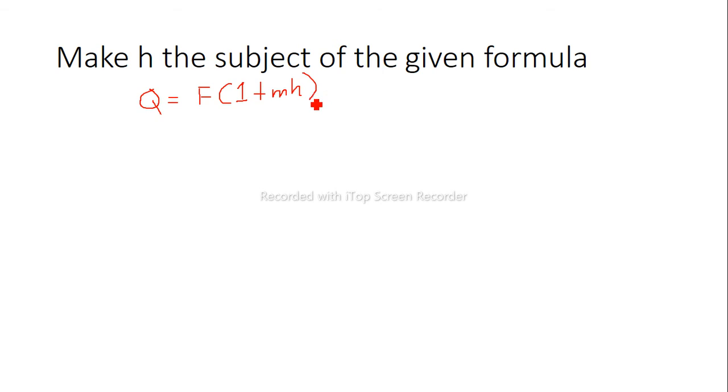Okay, so that's really good. So try that on your own. It'll take you 60 seconds. 30 seconds. Just follow the example, and you should get it. I'm going to make H the subject.